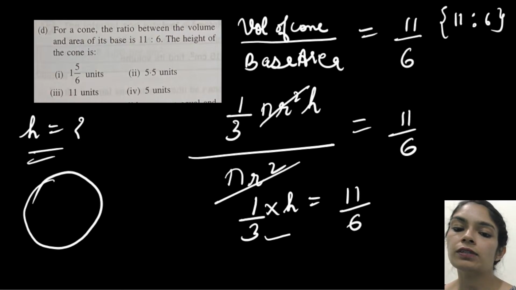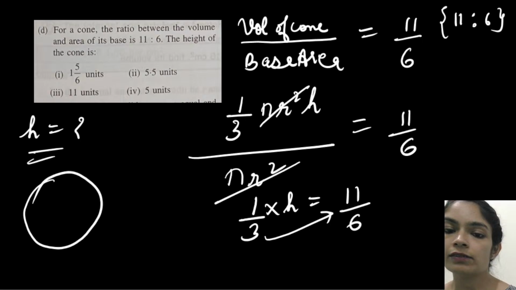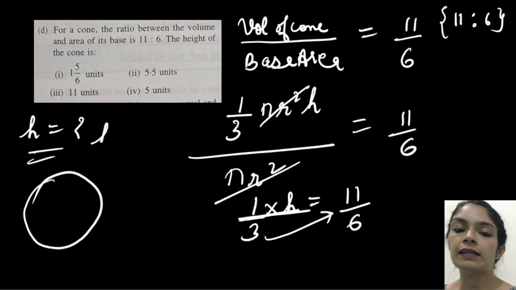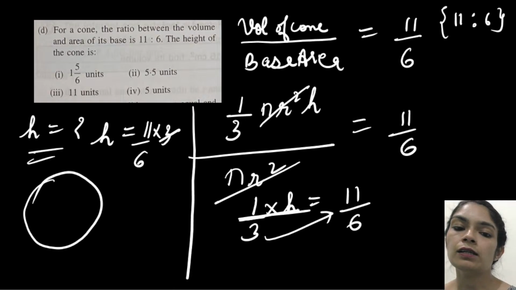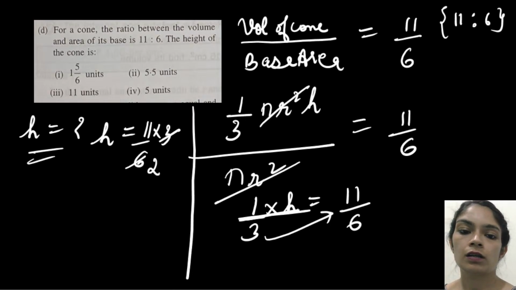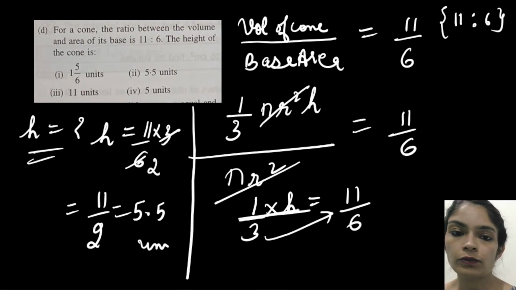Now let's shift this 3 to the other side because we have to find h. On this side it is getting divided, so when we shift it to the other side, it will get multiplied. So 11 by 6 into 3. Now we can cancel again. 3 into 2 is 6. Then 11 by 2 is 5.5. So 5.5 units, which is the second option.